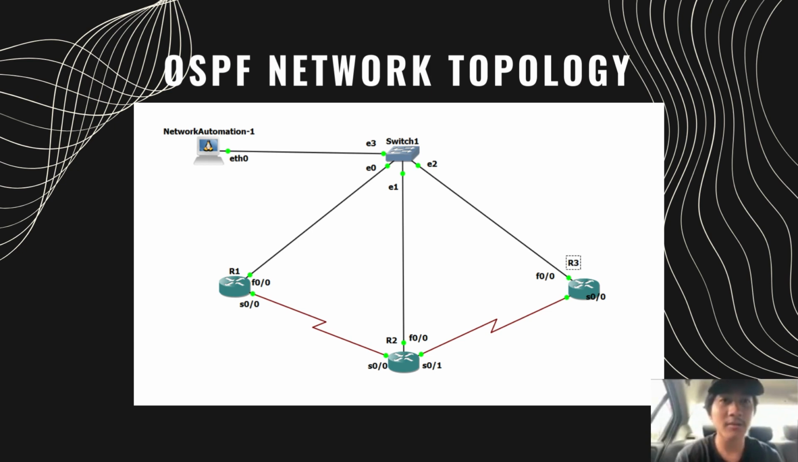So I will present about the OSPF network topology. First we have the network automation machine that is connected to a switch. Then we have one switch that is connected to the routers, and we have three routers that are connected to each other, and the routers are also connected to the switch.